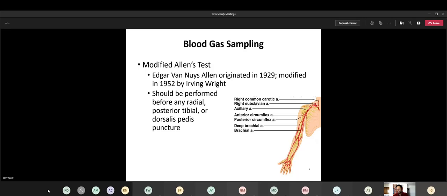So as we know, there's typically no way of trying to check for collateral circulation with the brachial artery. But again, when you're dealing with babies, that's just not an area that you're going to want to try to puncture anyway.